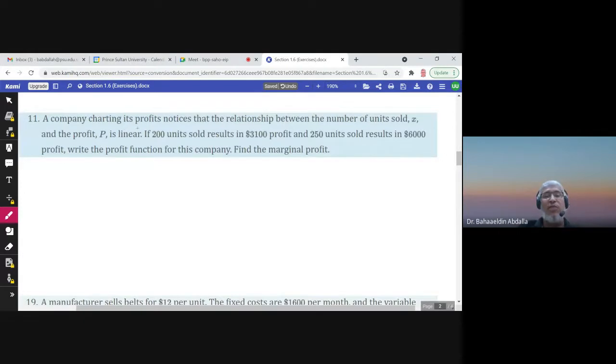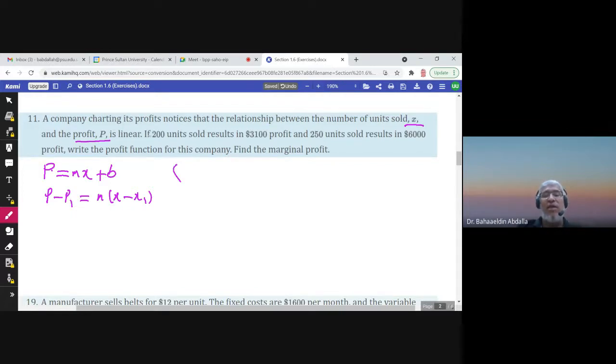A company charting its profits notices that the relationship between the number of units sold, so x is the number of units sold, and the profit P is linear. So we can write P, the profit, as mx plus b. If 200 units sold results in $3,100 profit, he is now giving me some points for the profit function. So I will use this equation, P minus P1 equals m times x minus x1, which we know as y minus y1. But y here is the profit.